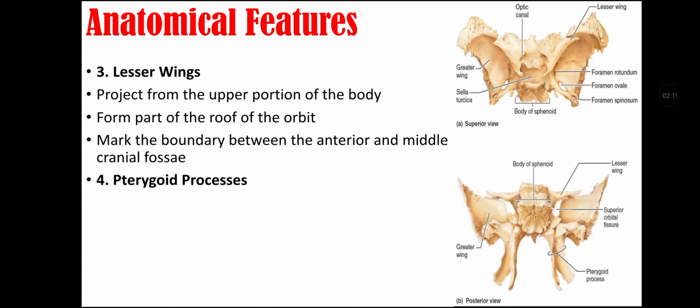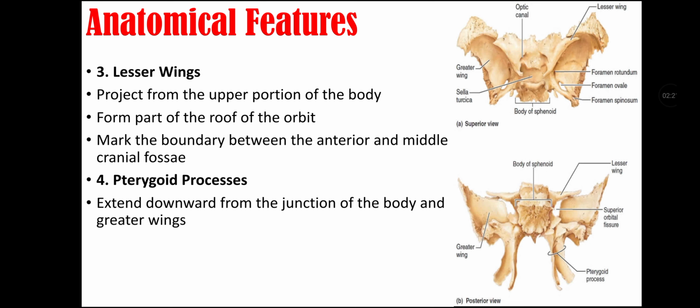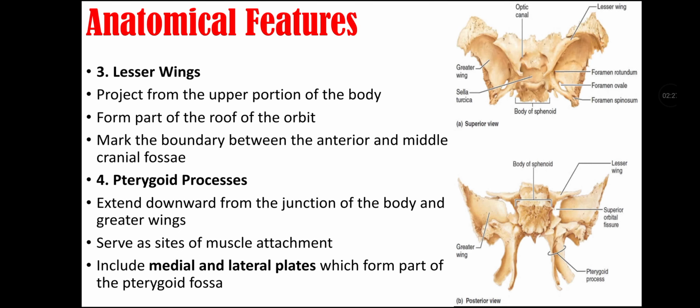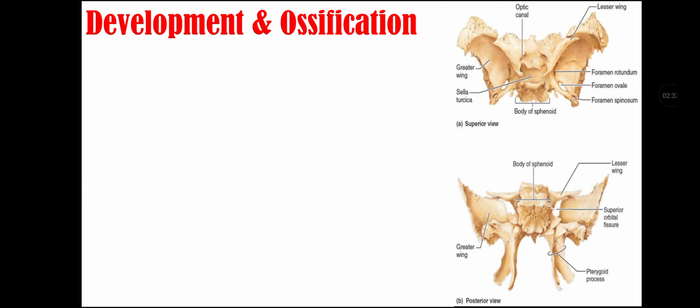Fourth is pterygoid processes. They extend downward from the junction of the body and greater wings. They serve as a site of muscle attachment. They include the medial and lateral plates which form part of pterygoid fossa.